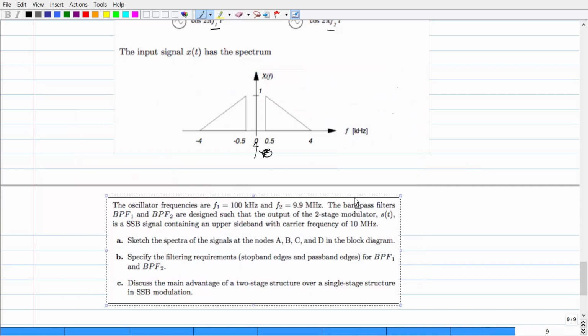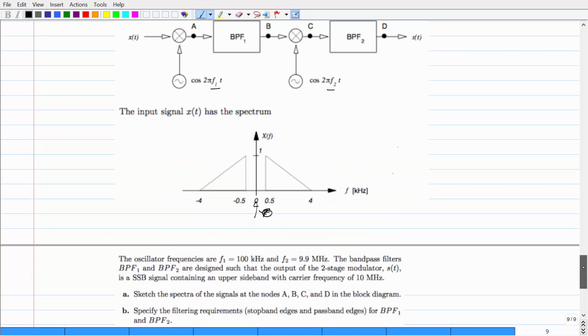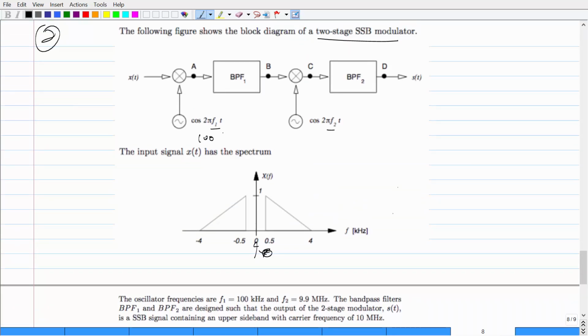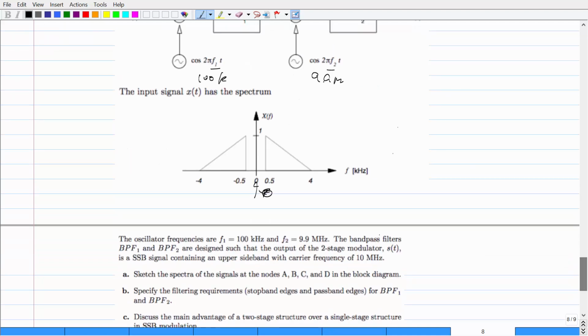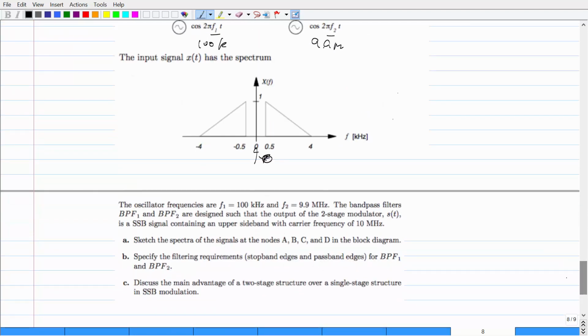The oscillator frequencies are 100 kilohertz and 9.9 megahertz. The bandpass filters are designed such that the output of the 2-stage modulator is just the upper sideband of each. This means that after you put this through your bandpass filter, you only capture the upper sideband. So you're just getting the upper sideband.